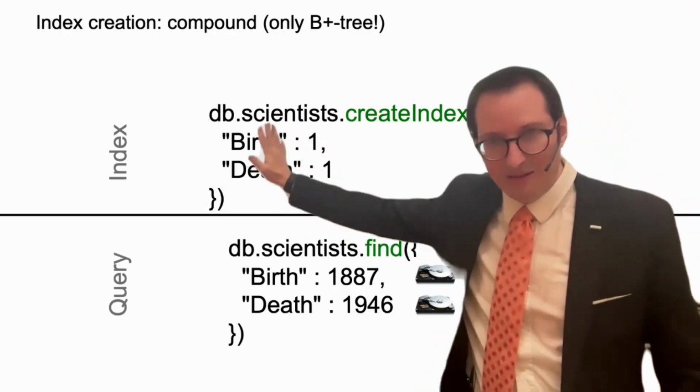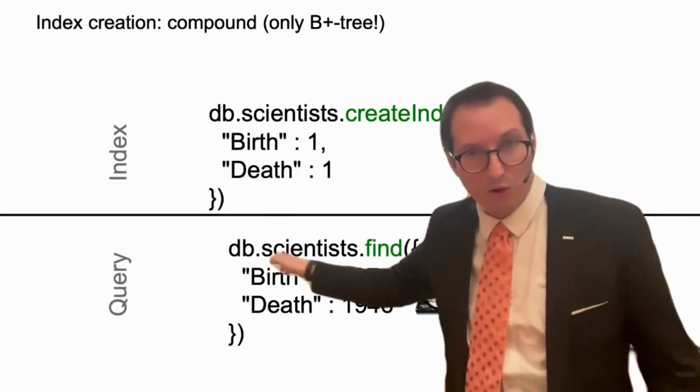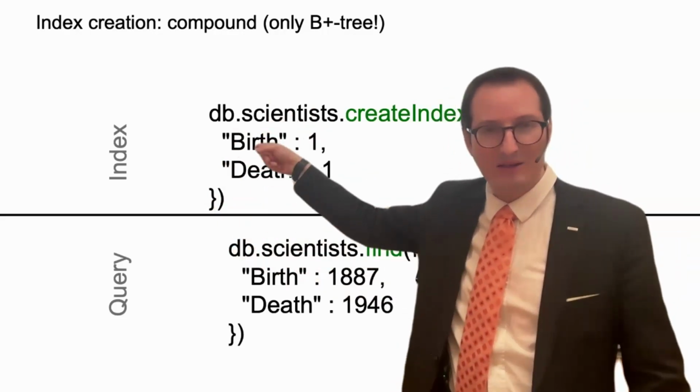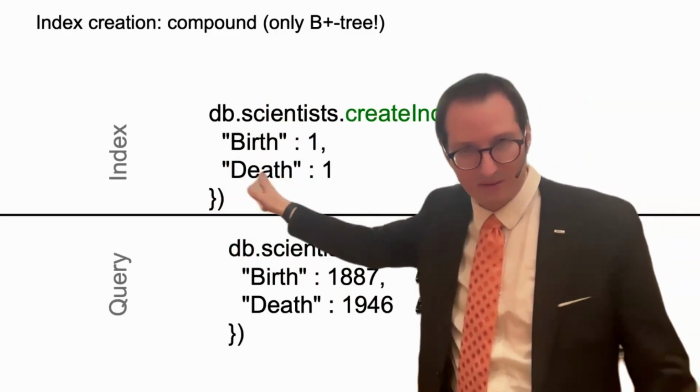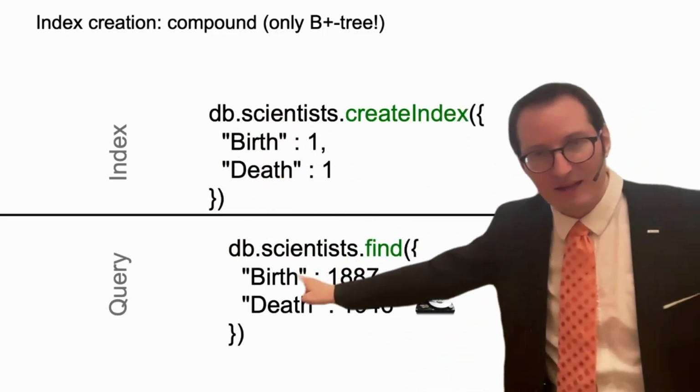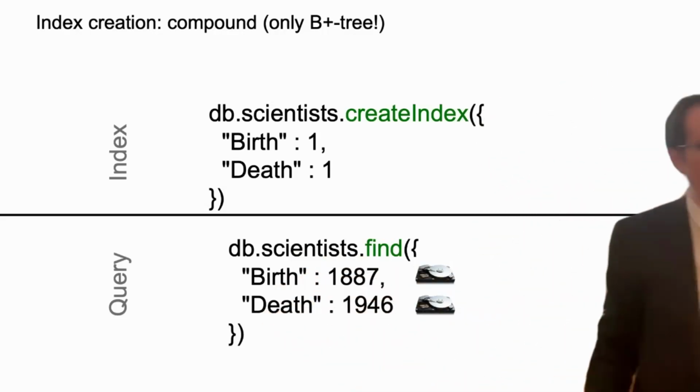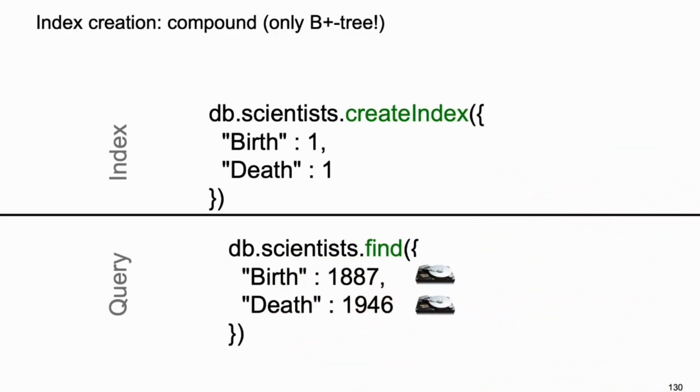Now, if I have a tree index on these two keys, you can see it as a compound key, right? It's sorted lexicographically first by birth date and then by death date. And then this is going to take O(log n). Who agrees with that? Right? It's a lookup, logarithmic time because I have a tree.